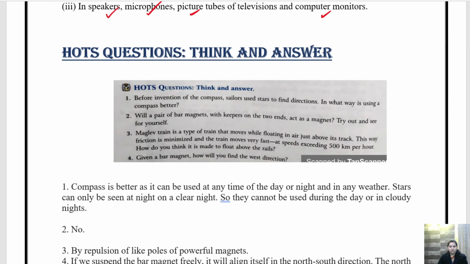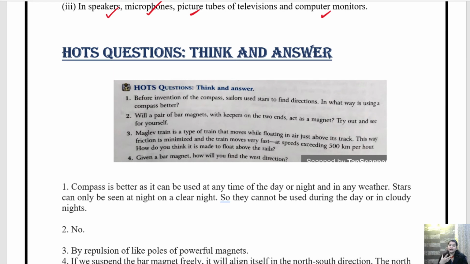We have 4 HOTS questions. Let's discuss question number 1. Before invention of the compass, sailors used stars to find directions. In what way is using a compass better? Earlier children, when there was no magnetic compass, sailors were not able to see the direction, which is north, which is south, and which is east and which is west during night. दिन में तो पता चल जाता है because of the sunrise.